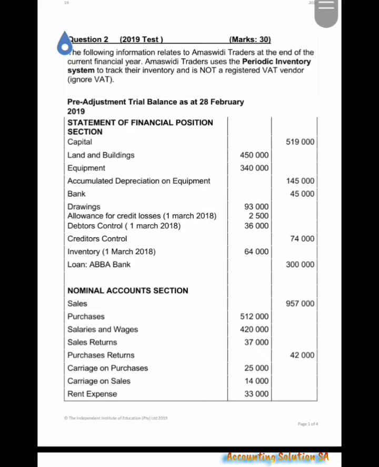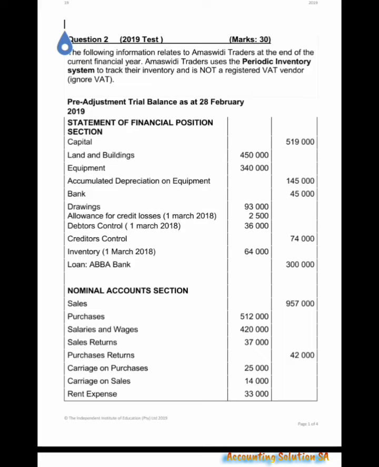The information that we have been given, they said the following information relates to Amaswidi Traders at the end of the current financial year. Amaswidi Traders uses a periodic inventory system to track their inventory and is not a registered VAT vendor, and you have to ignore VAT, which means that in this case you don't have to calculate a VAT amount. You have to ignore the effect of VAT. So we identify that this company is using a periodic inventory system.